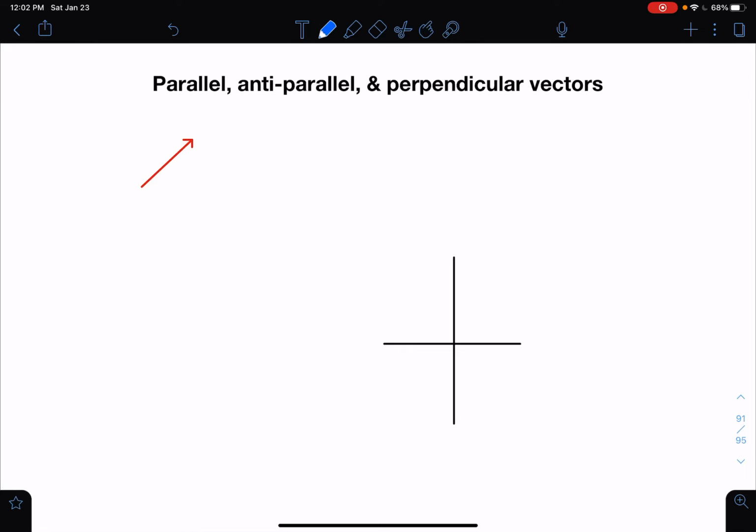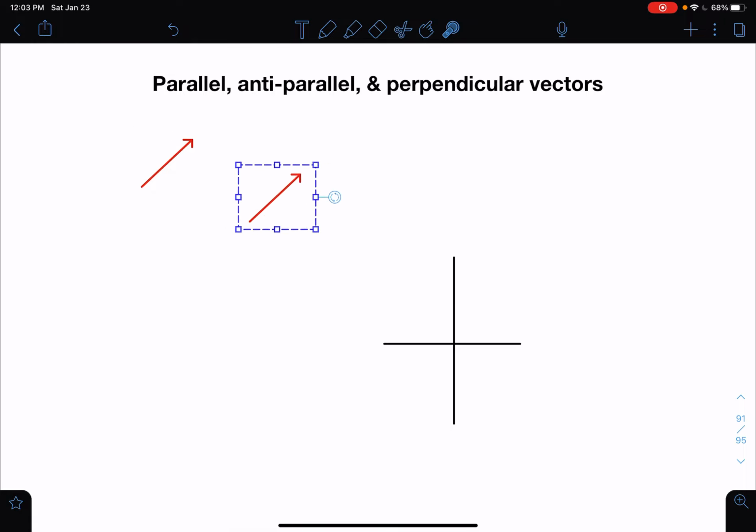Parallel, antiparallel, and perpendicular vectors. All right, let's start with this vector right here. I want to make a copy of this vector right now. So here I have an exact copy of this vector. You can see I put them over each other. There we go. Perfect copy.